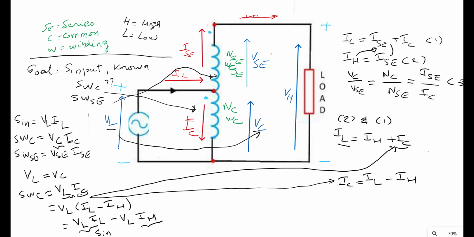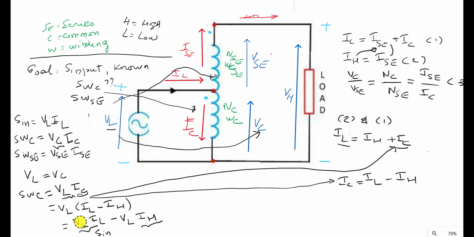What is IC? I use the 1, 2, 3 equation we found earlier. IL is equal to ISC plus IC. However, equation 2 tells me that IH is equal to ISC, so I can replace ISC by IH, and I get this right here. IL is equal to IH plus IC. Algebra: IC is equal to IL minus IH, and I come back here and I replace IC with this expression. So we get VL times (IL minus IH).